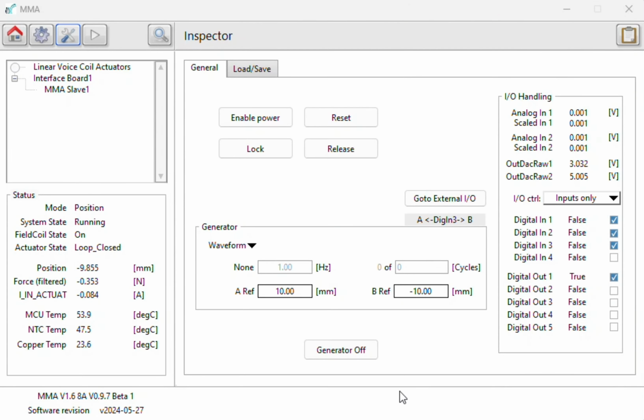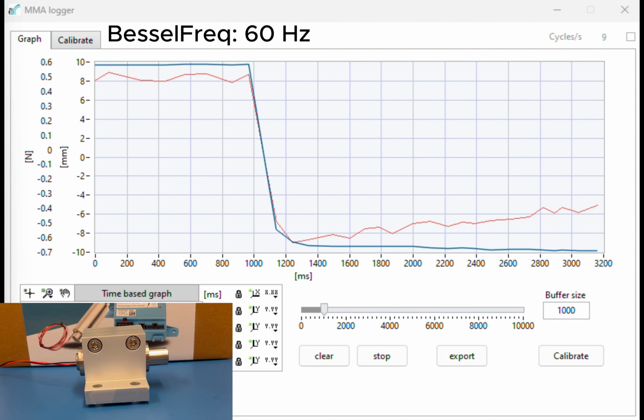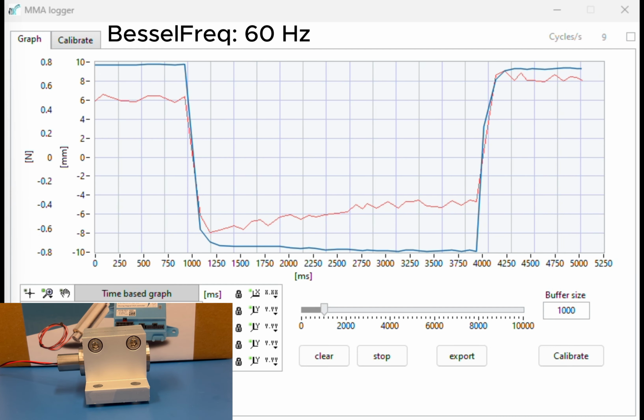By decreasing the Bessel frequency, the A ref to B ref setpoint trajectory will become smoother and less aggressive. Displacement will be slower. By tuning the Bessel frequency, the best compromise between speed of movement and aggressiveness can be found. The effect of the Bessel frequency can also be seen in the graph.